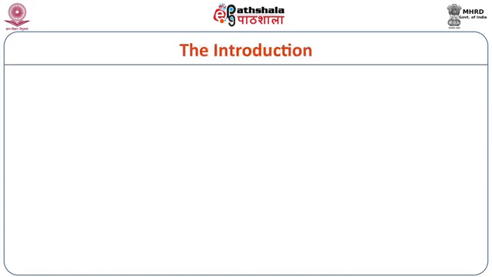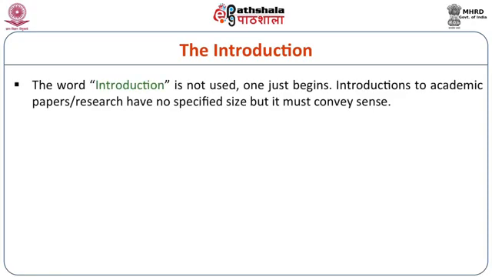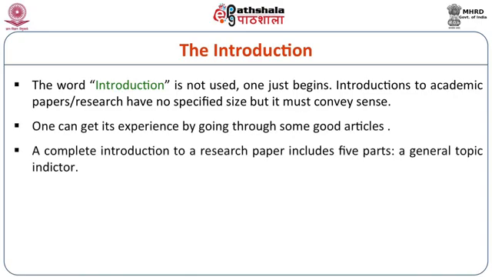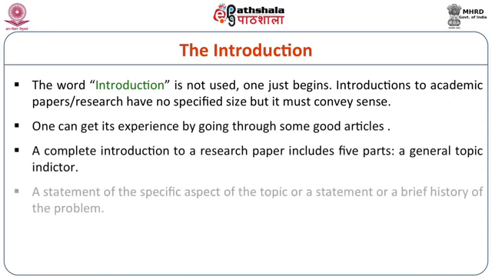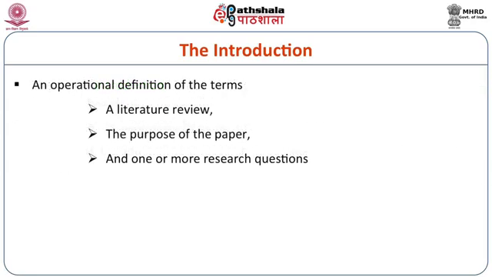Then comes the part of starting your research paper in actual. We just start the introduction of the research paper without using the word introduction, because academic or research papers don't have any specified size, but it must convey the sense. A complete introduction to a research paper includes 5 parts: a general topic indicator, a statement of the specific aspect of the topic or a brief history of the problem, then an operational definition of the various terms being used in the research, a literature review, the purpose of the paper, and 1 or more research questions.